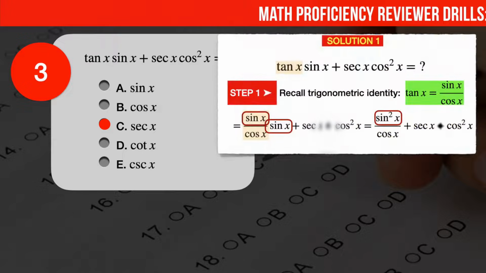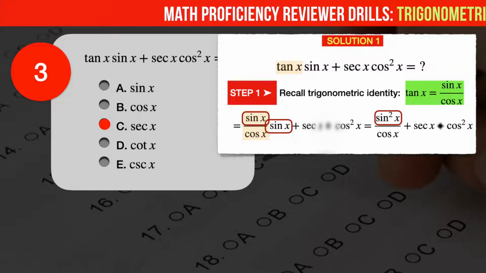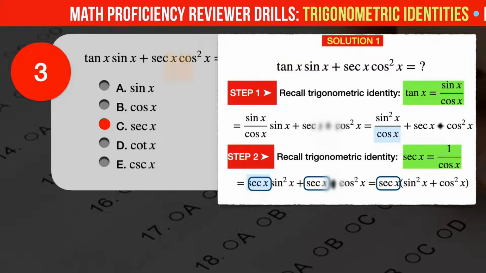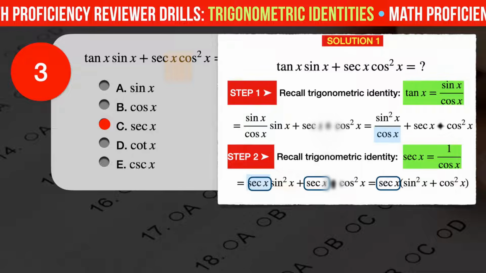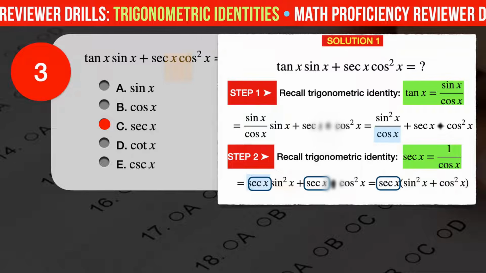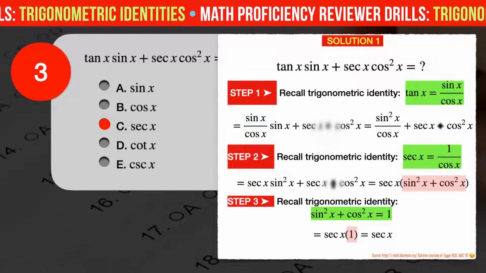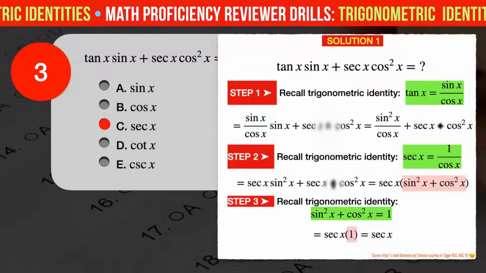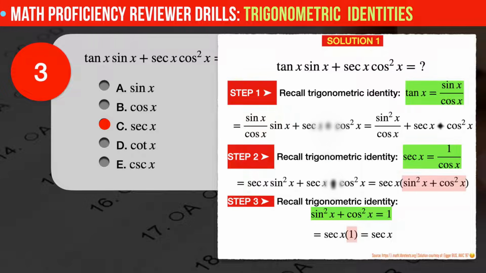Recall the basic trigonometric identity, tangent x equals sine x over cosine x. We substitute tangent x near the first term of the expression, and then combine the two sine x's, as shown. Next, recall another basic trigonometric identity, secant x equals 1 over cosine x. With this, we replace 1 over cosine x with secant x in the first term. We then factor out secant x from both terms, as shown. Next, recall the Pythagorean trigonometric identity, sine squared x plus cosine squared x equals 1. Using this, our expression will end up as secant x times 1, or simply secant x.